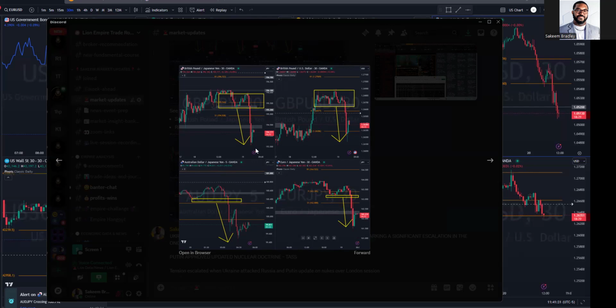But you just look at all the pairs. Look at GBP JPY, the first one to the left. You see that right here, it broke support. That's your entry, at a break of support. GBP USD is a totally different pair, right?